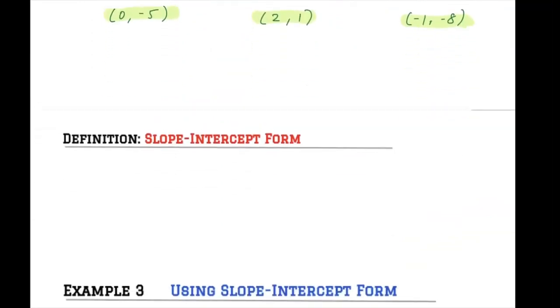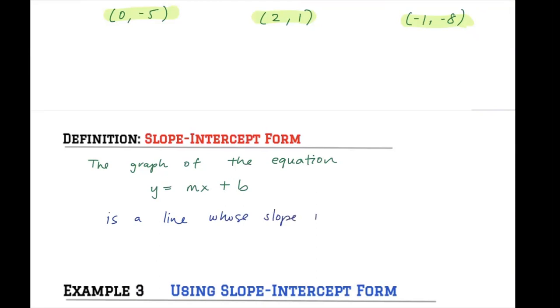Okay, slope-intercept form, which we all should know. The graph of the equation y is equal to mx plus b is a line whose slope is m and y-intercept is 0 comma b.